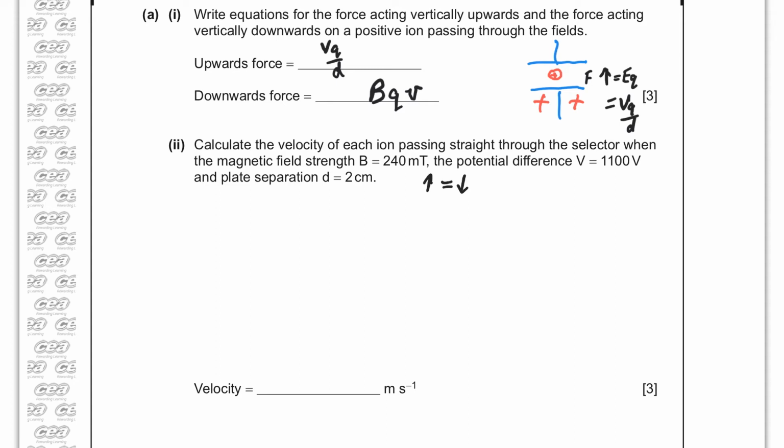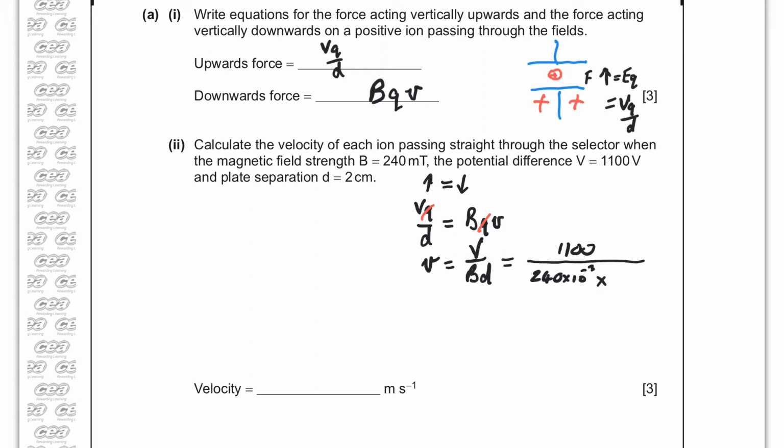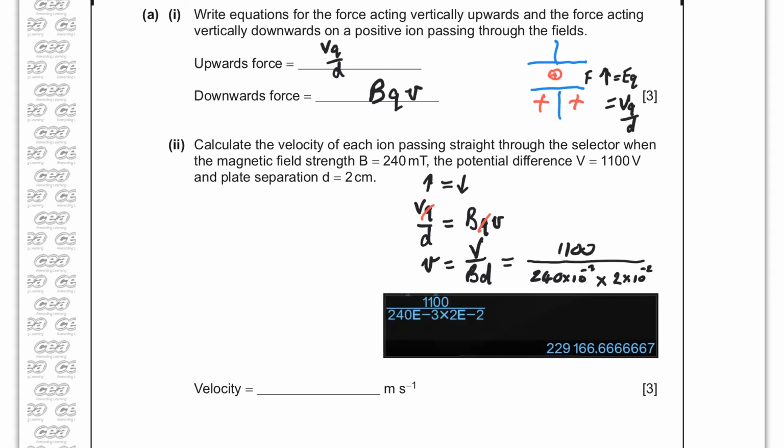The straight path then when the forces are in equilibrium. We put those equal, you can see the Q's cancel instantly, and we can rearrange that, little v will equal big V over BD. So now we just carefully substitute into that. So 1100 volts divided by 240 millitesla times 2 centimeters, giving us this.